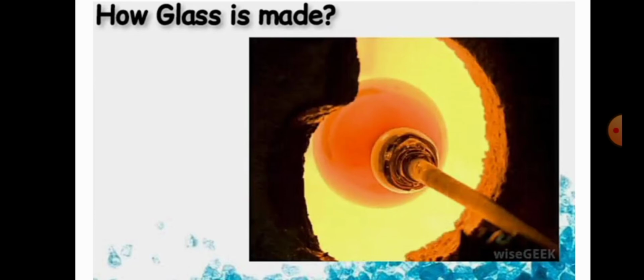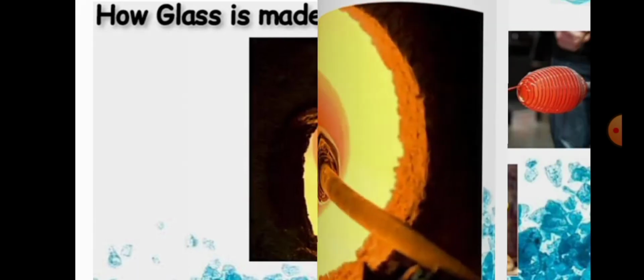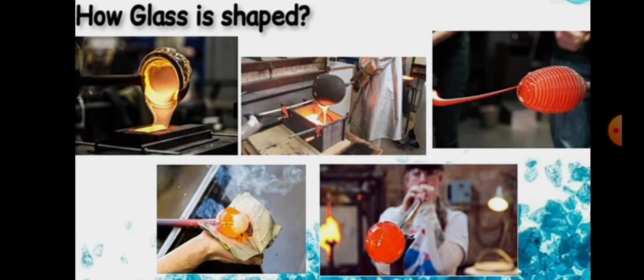When it cools down, it becomes stiff and hard. So, when glass is hot, it is soft and liquidy. And when it turns cold, it is stiff and hard. How is glass shaped? Once glass has become cold, stiff, and hard, it is not possible to shape it. Glass is brittle. Brittle means things which can break easily.